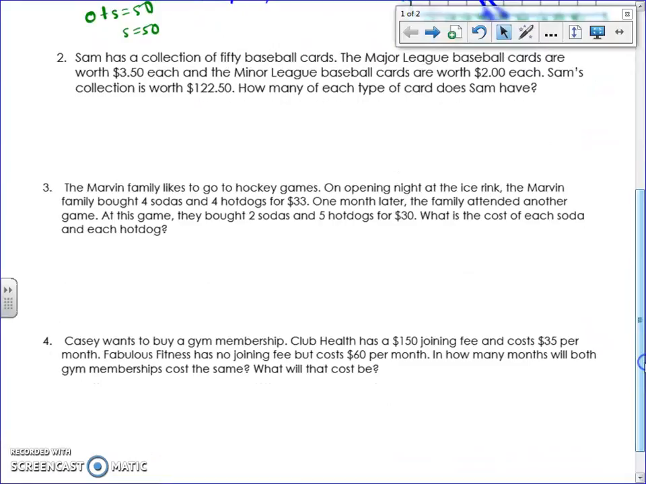Alright. So Sam has a collection of 50 baseball cards. The Major League Baseball cards are worth $3.50 each, and the Minor League Baseball cards are worth $2 each. Sam's collection is worth $122.50. How many of each type of card does Sam have? So I'm just going to go ahead and set my variables here. X is going to stand for my Major League, and my Y will stand for my minor.